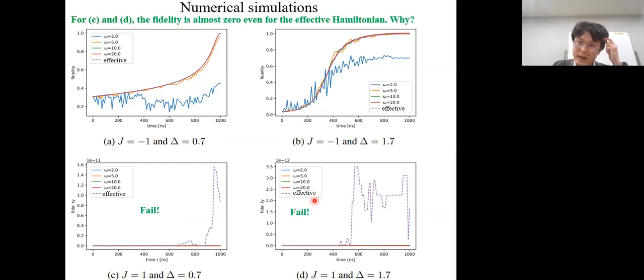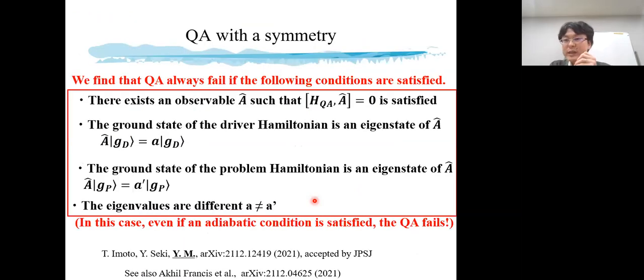We considered the reason why very carefully, and after that, we came to the conclusion here. Our conclusion is that quantum annealing could fail even for a longer annealing time if the following conditions are satisfied. I'll explain this.